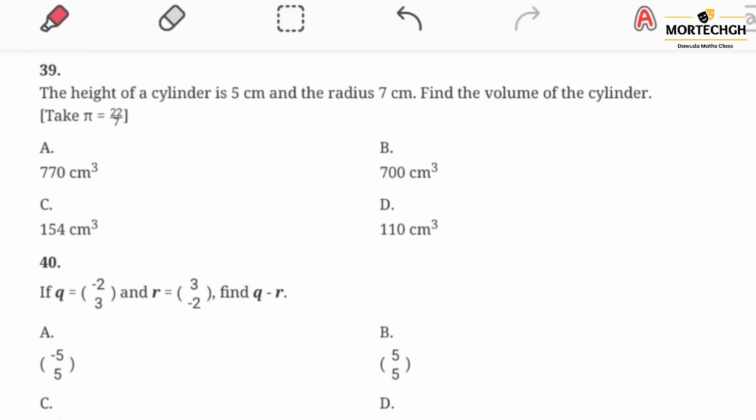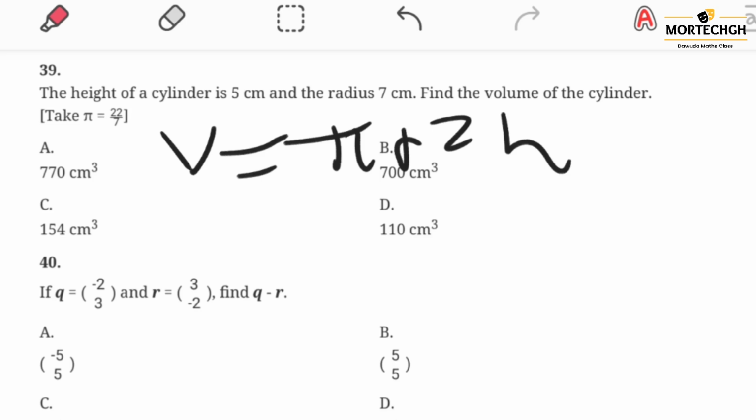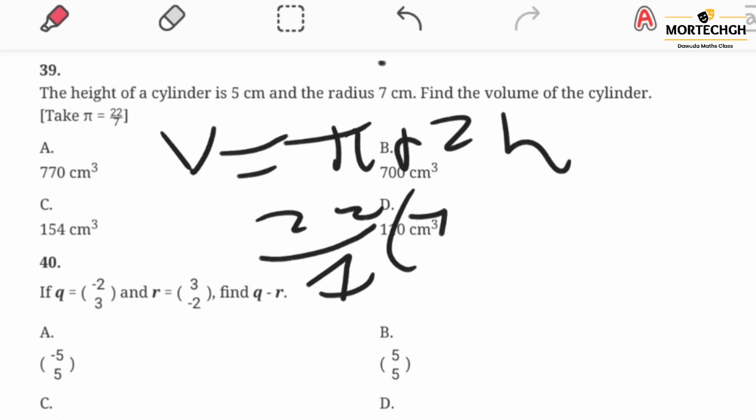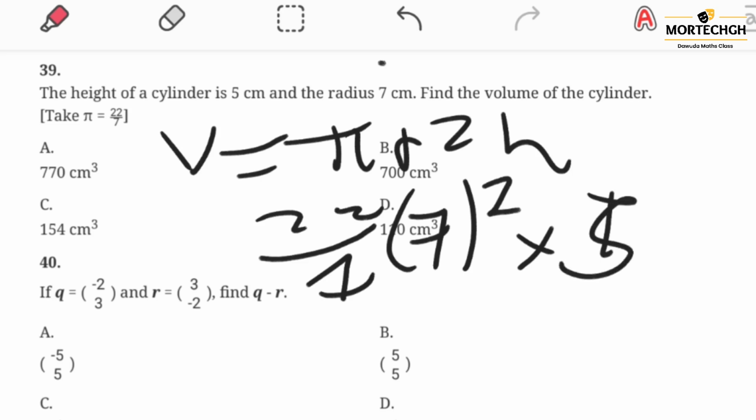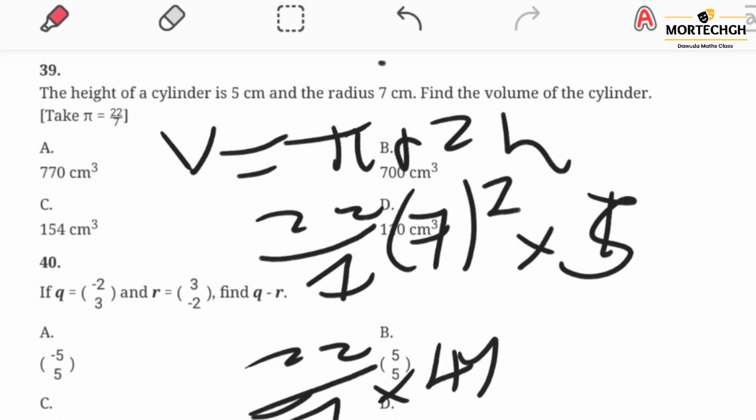Question 39. The height of a cylinder is 5 cm and the radius is 7 cm. Find the volume of the cylinder. The formula for finding the volume of a cylinder is pi r squared h, where h is the height. So pi is equal to 22/7, and the radius is 7 from the question, so you put 7 there and square it, and the height is 5 cm, so you multiply by 5. So 7 squared will give you 49, right? So we have 22/7 times 49 times 5.